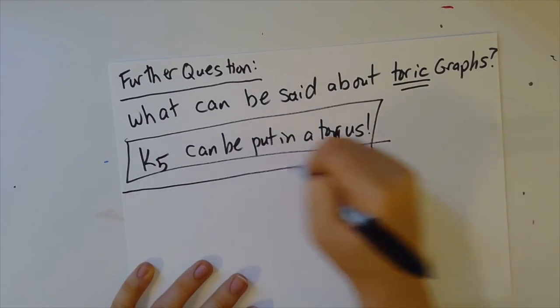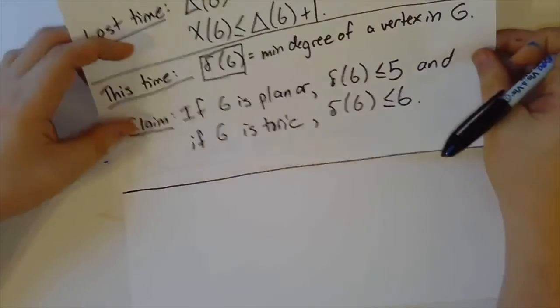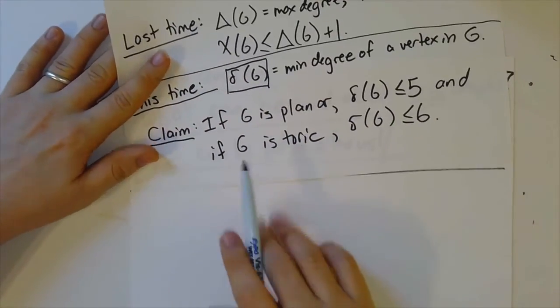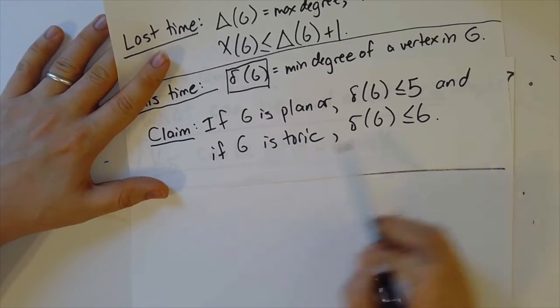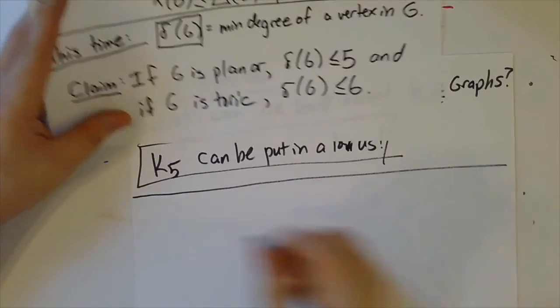But I want you to recall from earlier that we proved that if G is toric, then G definitely has a vertex of degree less than or equal to 6. So I want to recall that.